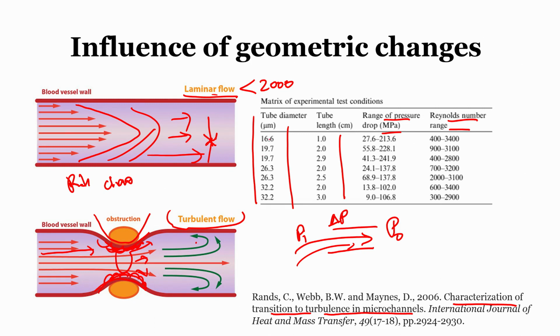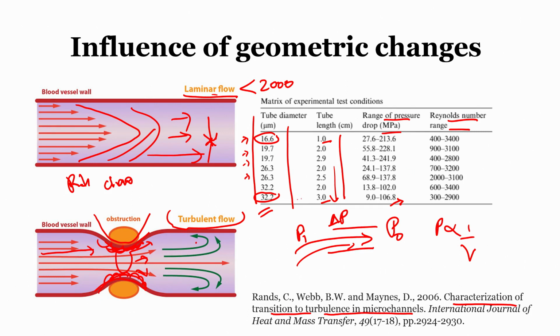As you can see, as the diameter of the channel increases, this is the smallest diameter here, 16 micrometer, and this is 32 micrometer, but they have also increased the length through the different studies 1, 2, 3 and 4. So, they have increased the length gradually, and what happens to the pressure? The pressure drop decreases. So, pressure and velocity are inversely proportional.